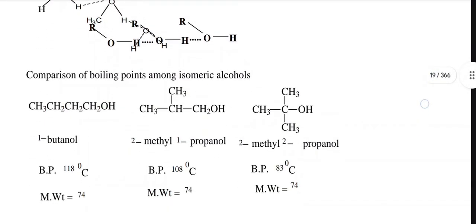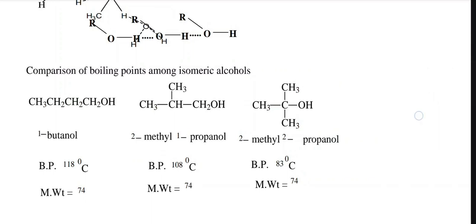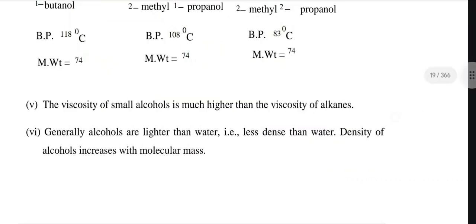Comparison of boiling points among isomeric alcohols: 1-butanol boiling point is 118 degrees Celsius, 2-methyl-1-propanol is 108 degrees Celsius, and 2-methyl-2-propanol is 83 degrees Celsius. The viscosity of small alcohols is much higher than the viscosity of alkanes. Generally, alcohols are less dense than water. The density of alcohols increases with molecular mass.